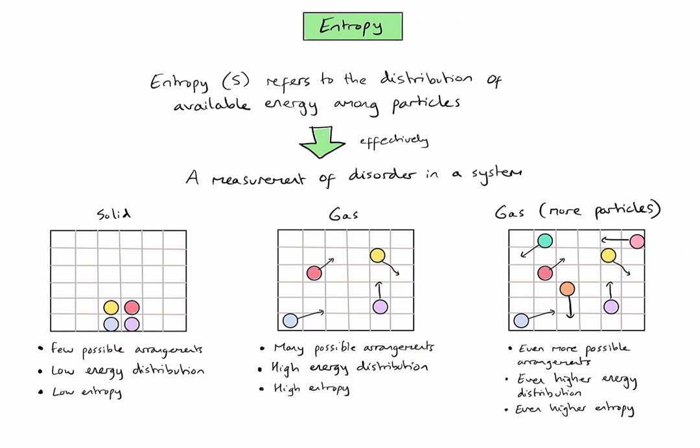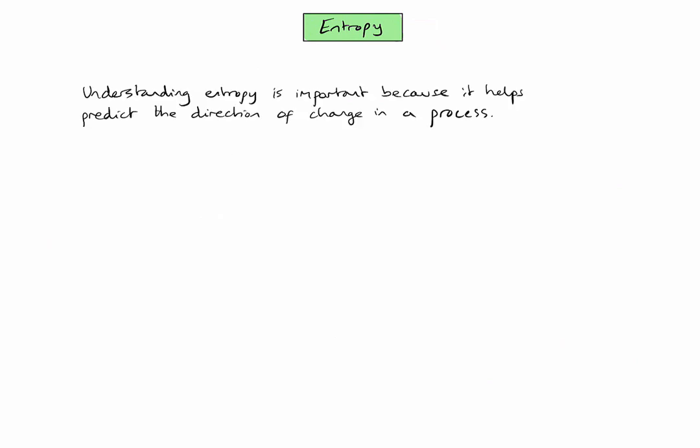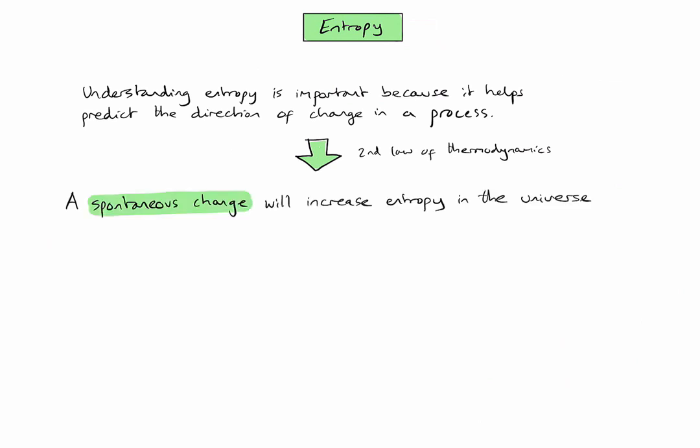Again, we can think about this mathematically, but in IB chemistry, if we can understand the concept of disorder, then it's a little easier to work with. So, why do we care about entropy? Well, it's important because it helps predict the direction of change in a chemical process. And this is because, according to the second law of thermodynamics, a spontaneous change will increase entropy in the universe. And what do we mean by a spontaneous change? Well, all we mean is that it's going to occur without us needing to do any work.